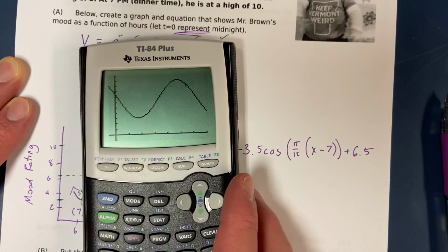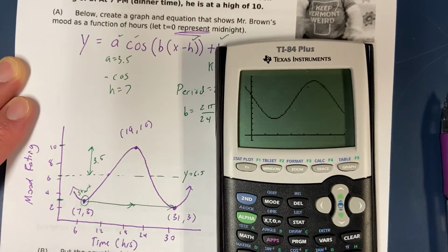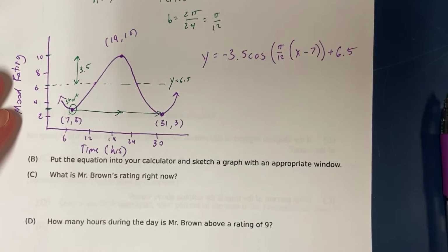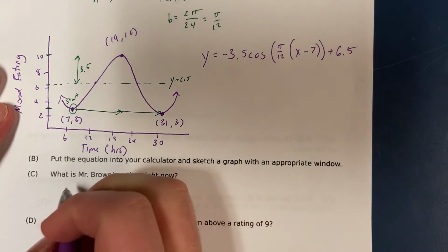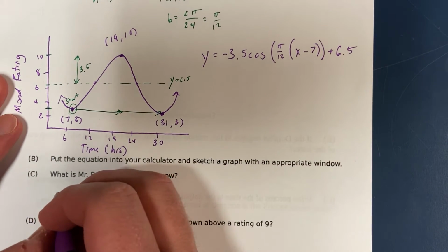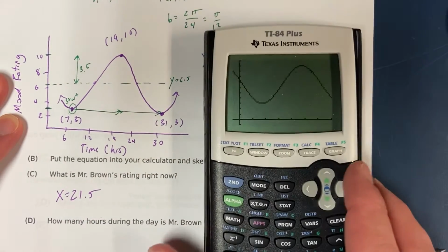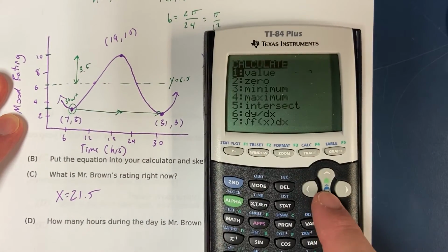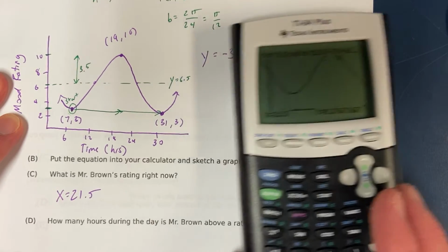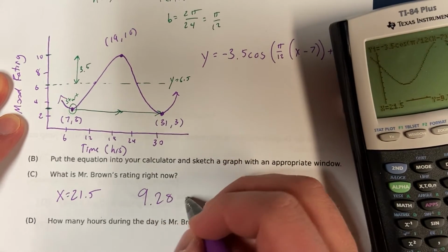Okay, now for the follow-up questions, we have, what is Mr. Brown's rating right now? Well, I had to wait until my kids went to bed to make this video, so it is actually 9:30 right now. 9:30 is 9.5 hours after noon, so that is time x equals 21.5. This part's pretty simple. I just go to second calc, go to value, enter 21.5, and I get 9.28 as my rating.